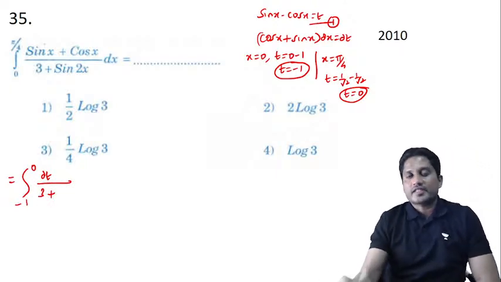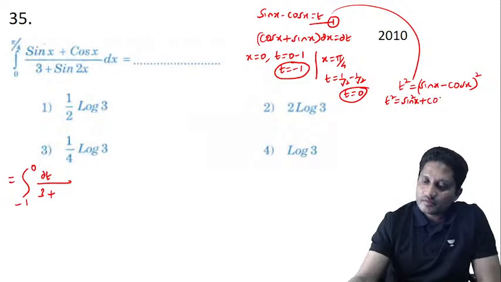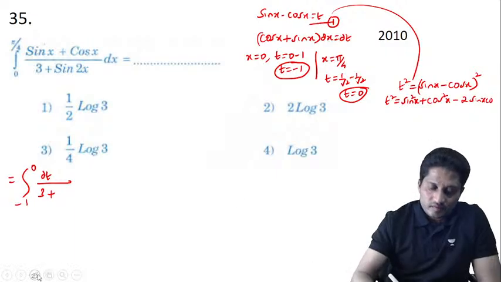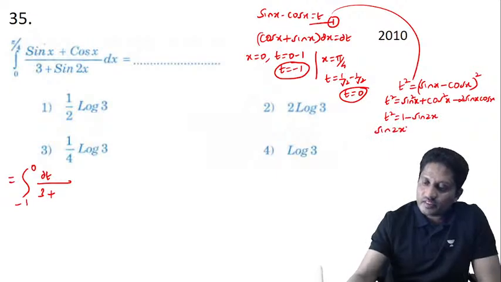Okay, and I should write sin 2x in terms of t, right? I'm going to square this. T square is equal to sin minus cos, the whole square. Now t square is equal to a square plus b square minus 2ab, which is minus 2 sin x cos x. T square is equal to 1 minus 2 sin x cos x, which is sin 2x. You shift it to the left side, you get sin 2x is equal to 1 minus t square.